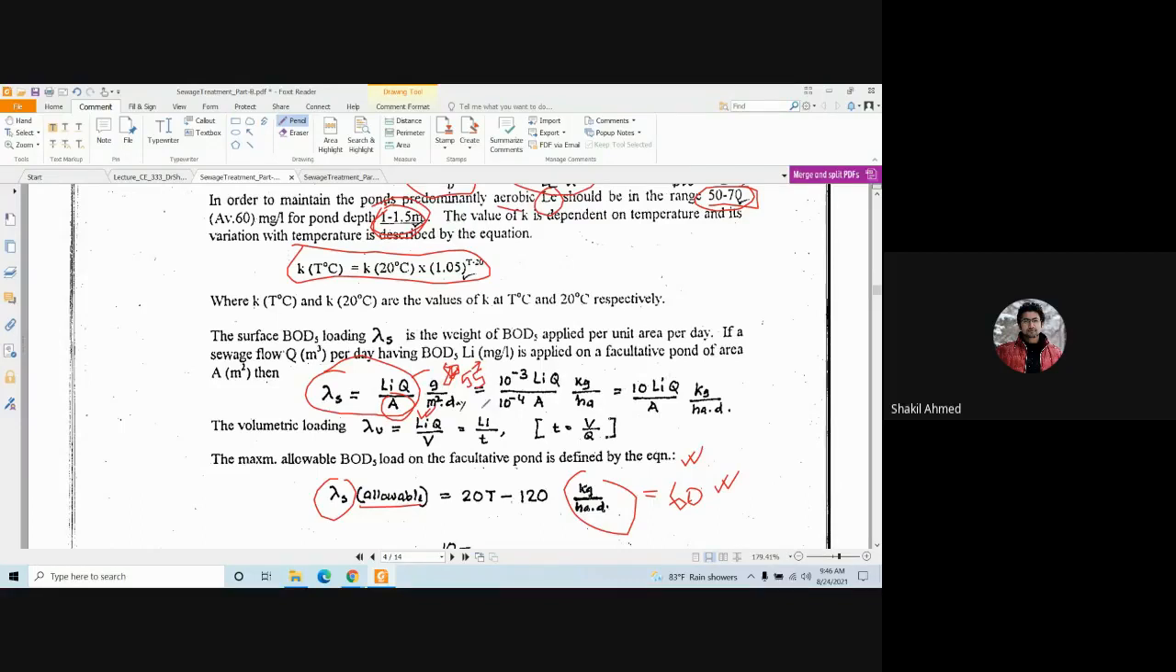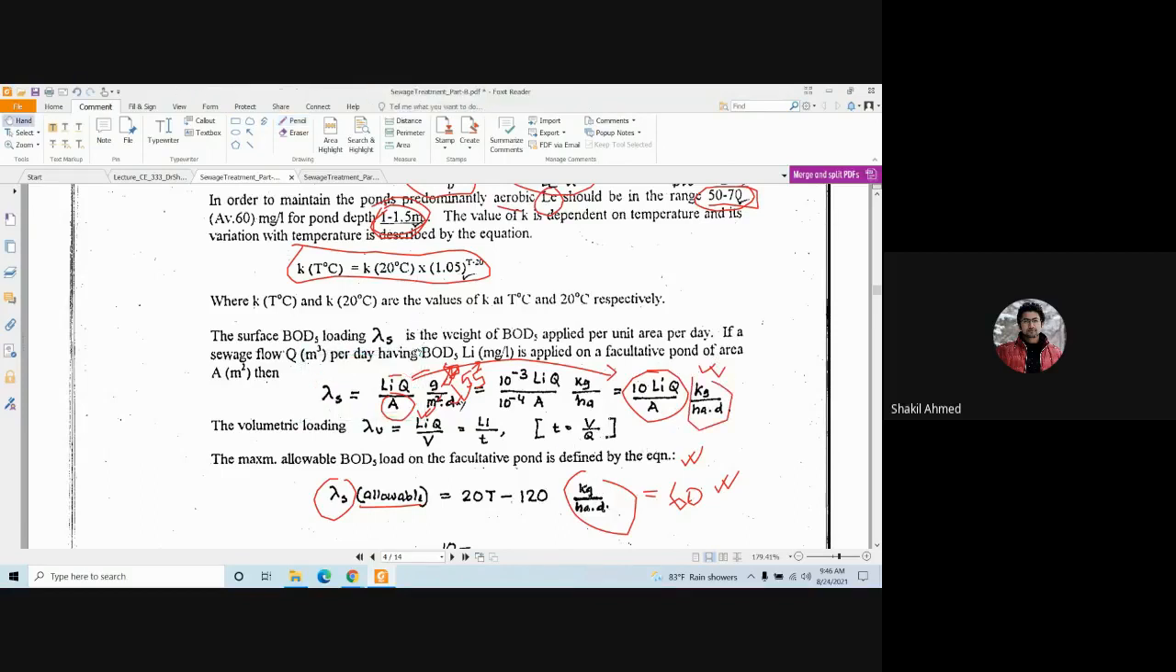Okay. And these are in gram per meter square per day. So we use the same formula, we are just converting the unit here. So 10 into Li into Q over A, kg per hectare per day, same unit. Okay.